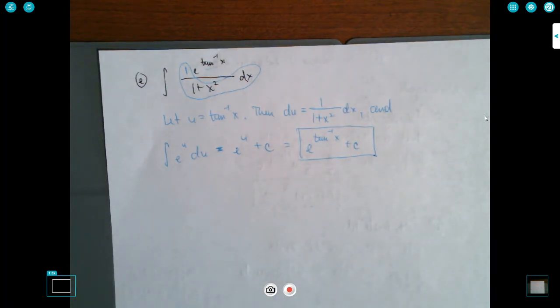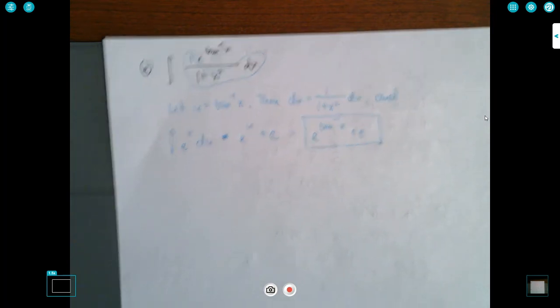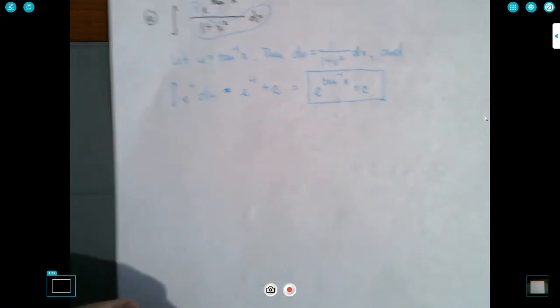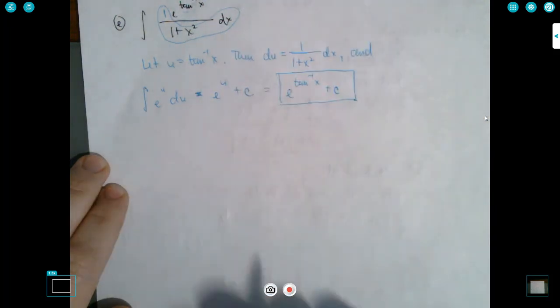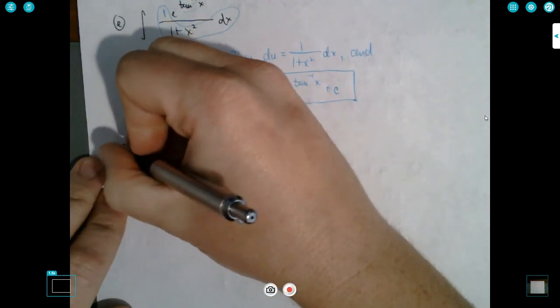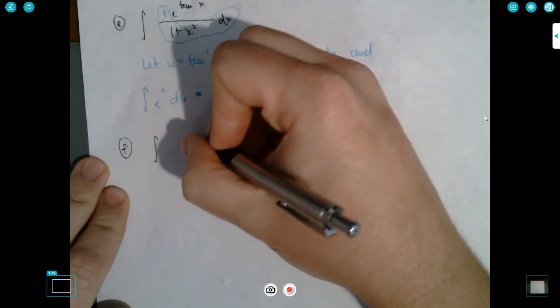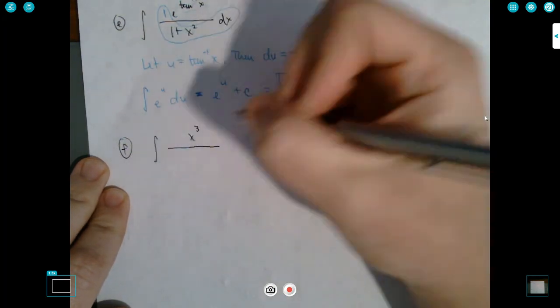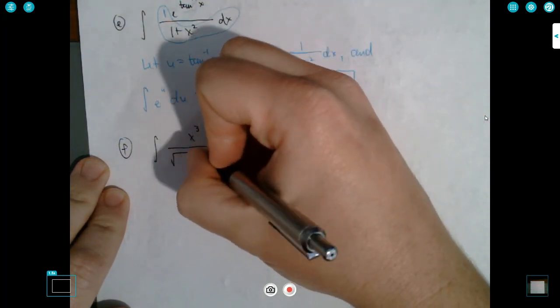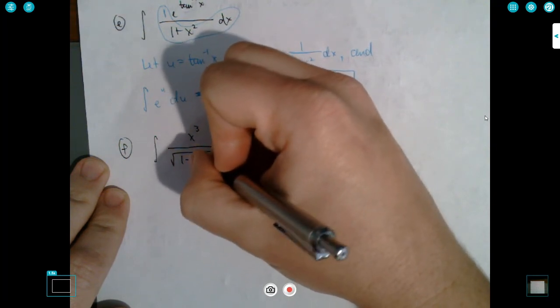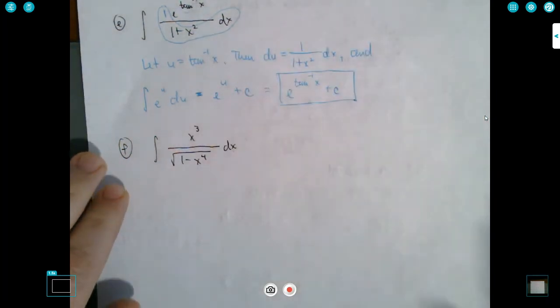Okay, two more examples, and they're very closely related to each other, but I think they're interesting to look at kind of back to back. So let's do it. Let's do integral of x cubed over square root of 1 minus x to the fourth dx.